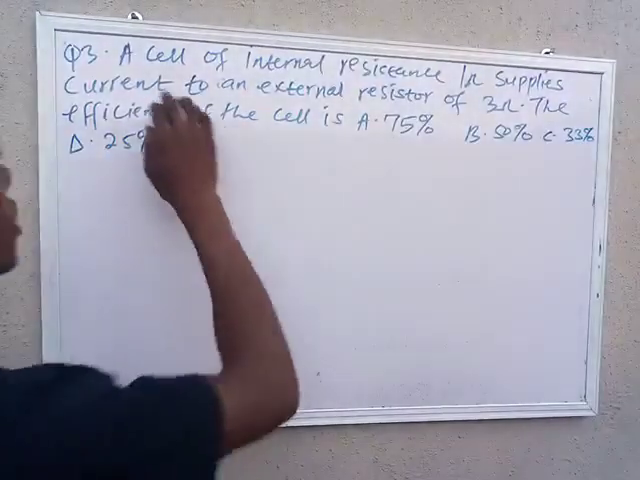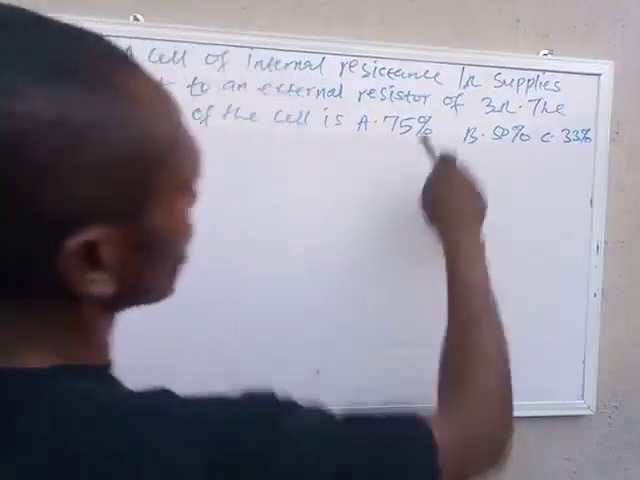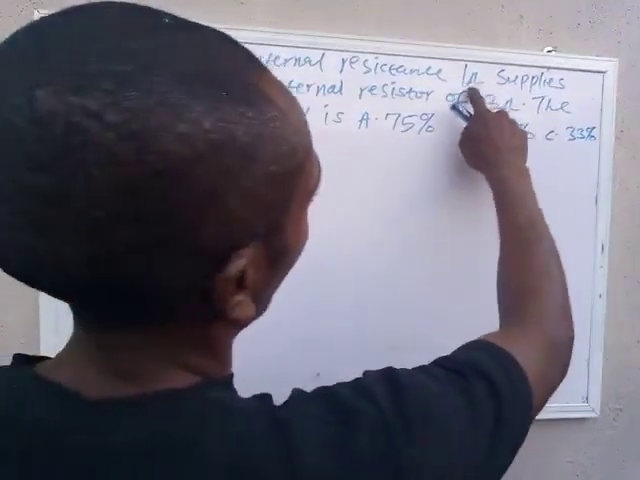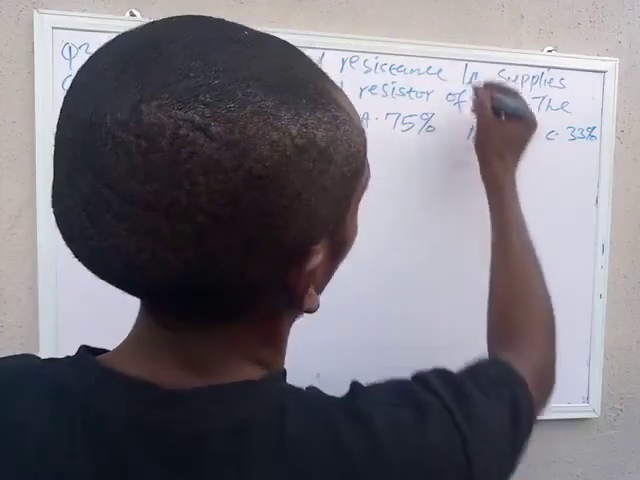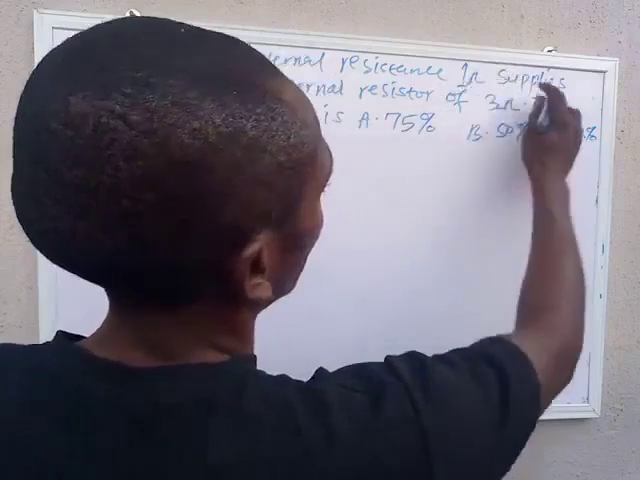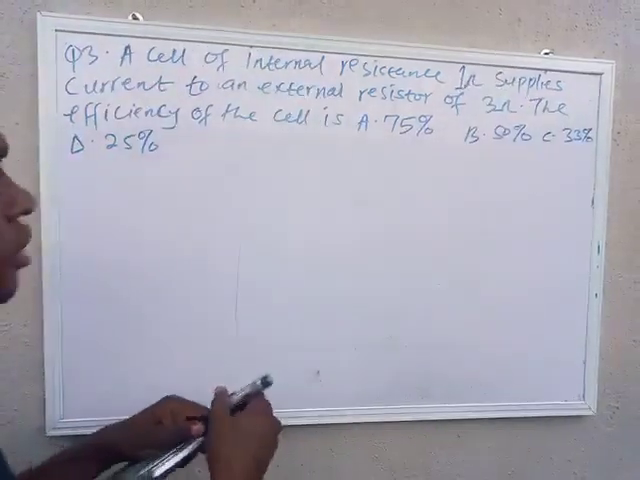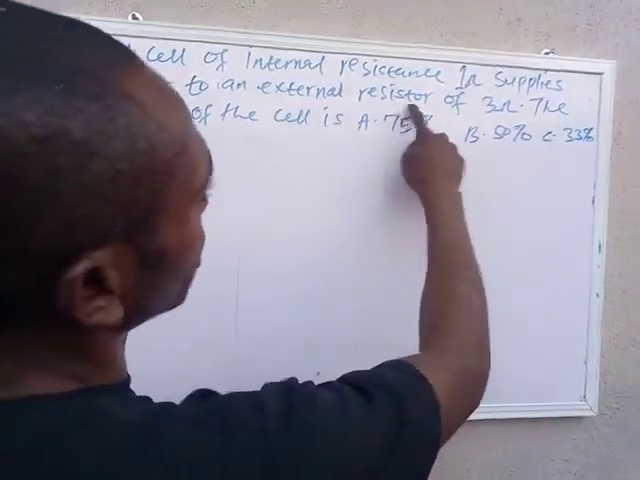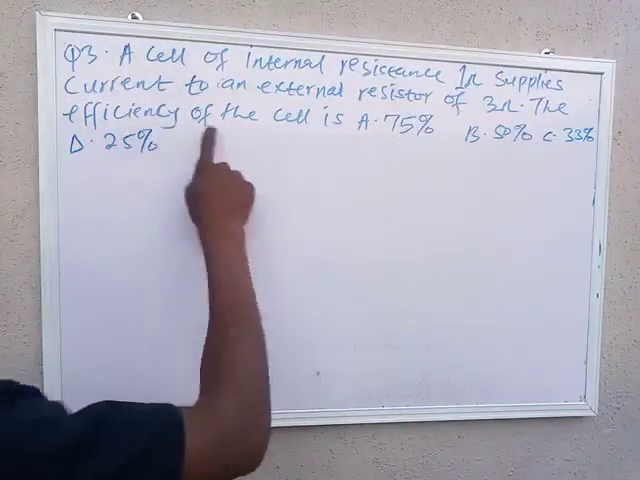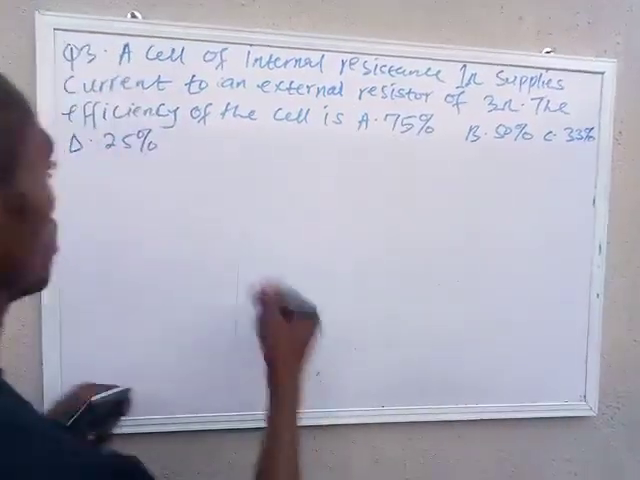Now let's also see this. A cell of internal resistance 1 ohm supplies current to an external resistor of 3 ohms. Now the efficiency of the cell is, so we have to look for efficiency.